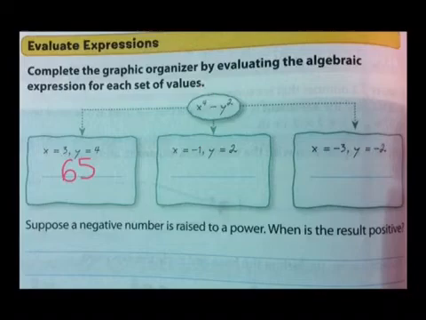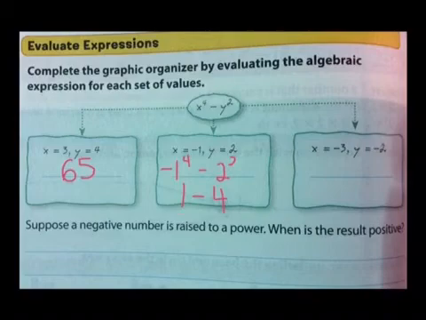Okay, now let's do the same with the second one, where x equals -1, so we have -1 to the power of 4 minus y equals 2, so 2 squared. Okay, let's solve for that. Now remember, when the base is negative and the exponent is even, your number is going to be positive. So this would be 1, and 2 to the power of 2 is 4. Okay, so I have 1 minus 4 now equals -3.